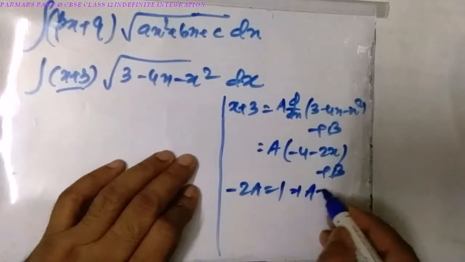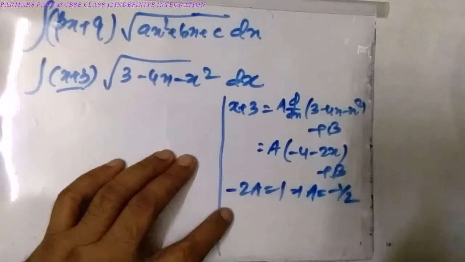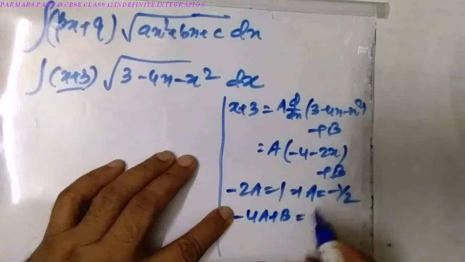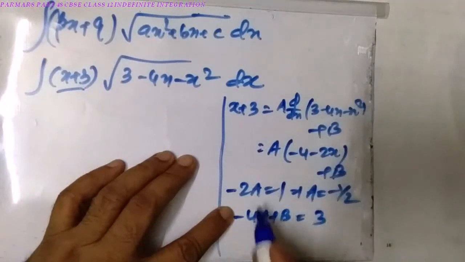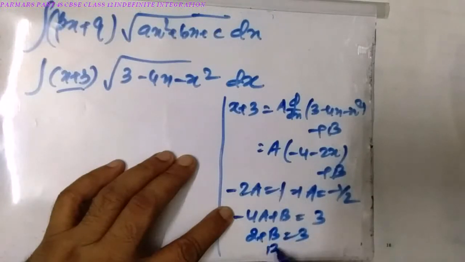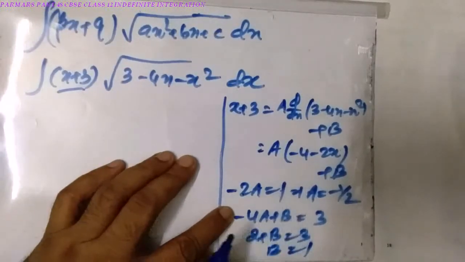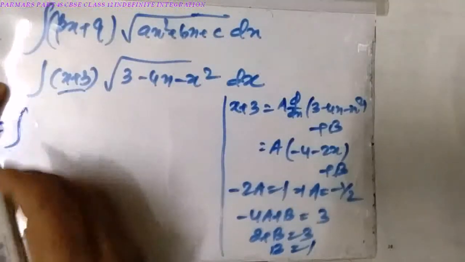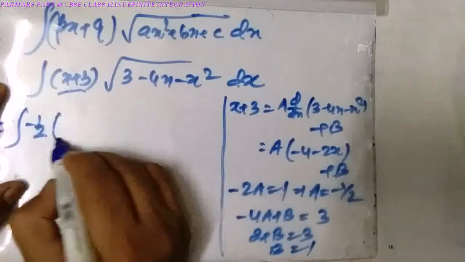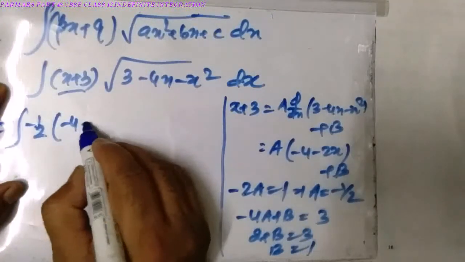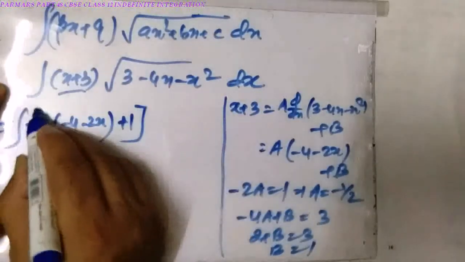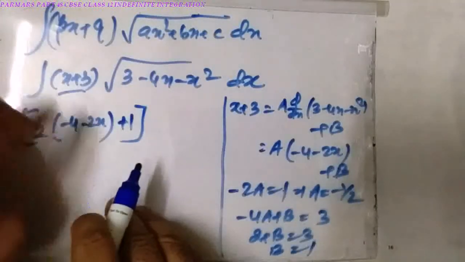so a is minus 1 by 2, and then constant term is minus 4a plus b, and here constant is 3. So minus 2a is 1, so minus 4a is 2 plus b is 3, so b equal to 1. So we have divided this part as minus half of minus 4 minus 2x and plus 1. You just see whether this whole expression becomes this or not.